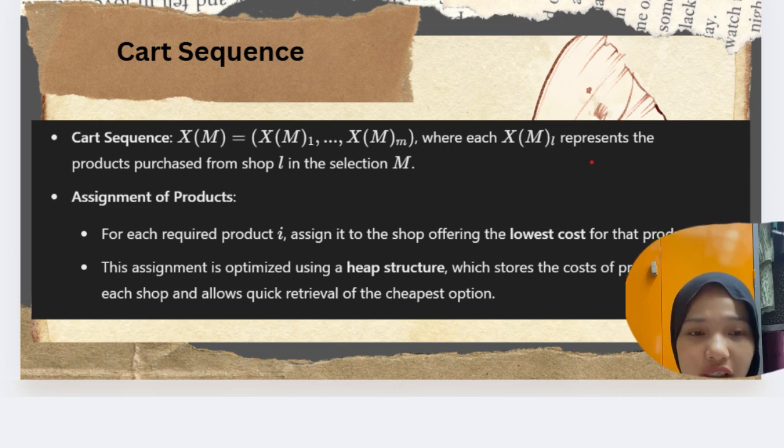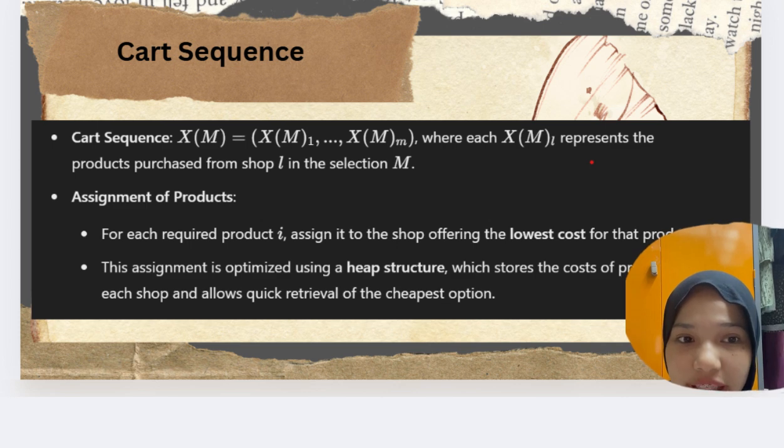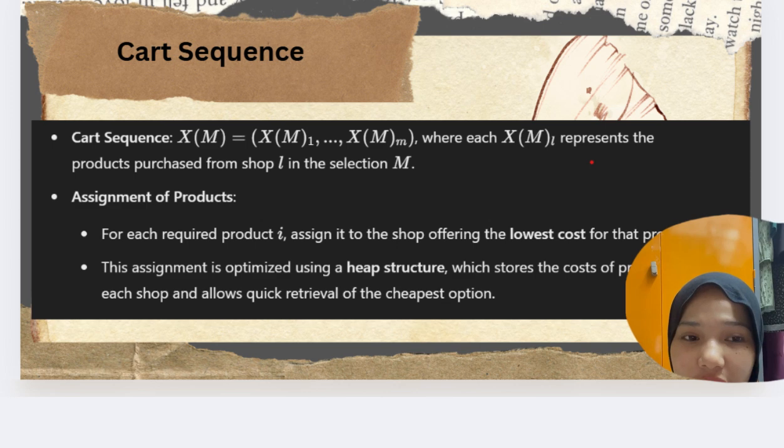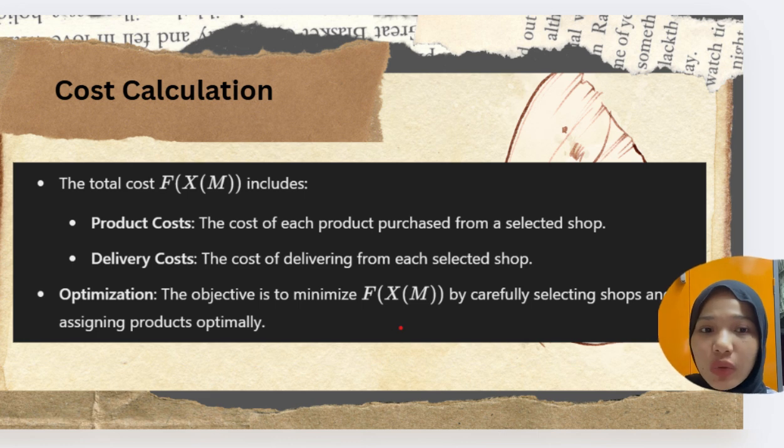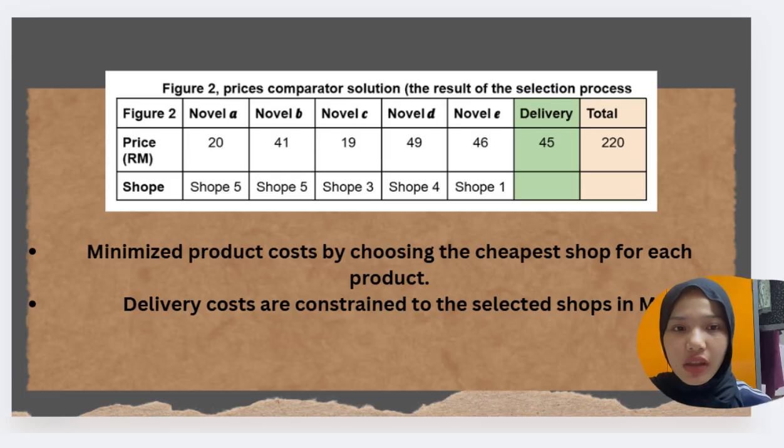Cart sequence. Here we can see the capital S_M represents the products purchased from shop i in the selection M. Assignment of products. For each required product i, assign it to the shop offering the lowest cost for the product. The assignment is optimized using a heap structure which stores the cost of products in the shops and allows retrieval of the cheapest option. Cost calculation is the total cost, including product cost and delivery cost, and you try to minimize each cost you find in online shopping.